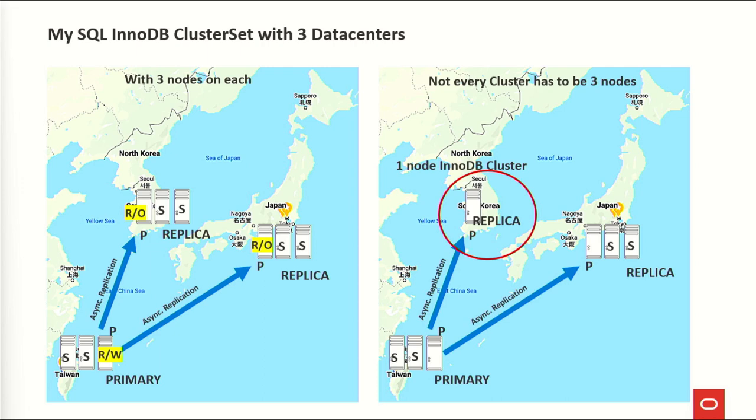We don't have a requirement for every cluster to be on the same topology. So we can have this one three-node, this one maybe five-node, this one one-node, or vice versa, whatsoever. Even though this is one node, the most important thing we need to know is that actually it is an InnoDB cluster, but only a single node, which is only the primary node.